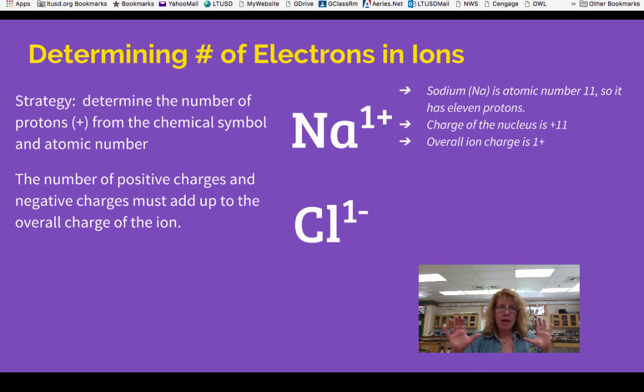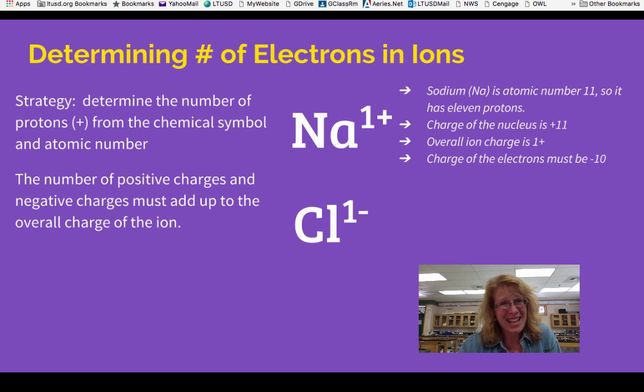Overall, that's stepping back and looking at the big picture. I've got one more proton than I have electrons. So now I have to have 10 negative charges due to my electrons. And again, does this make sense? If I take a look at it, 11 protons and 10 electrons, does that add up to 1+? And the answer here is yes, obviously, because I did the example. I know I did it right.